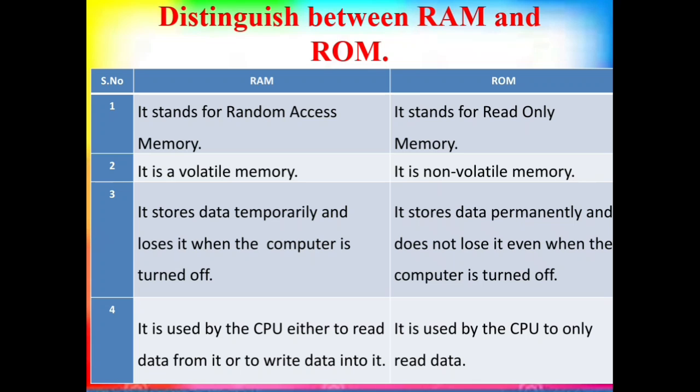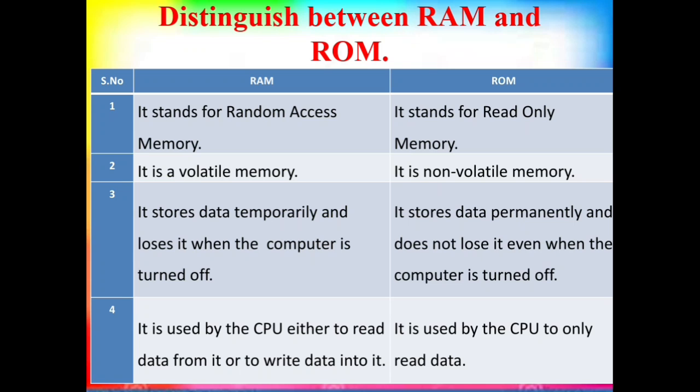In RAM, it stores the data temporarily, and the data is lost when the computer is turned off. For example, while you are typing in a system, if the power goes off, automatically the file will not be saved, so your data will be lost. If you save the data, it will be secure. But if you didn't save the file, it will be deleted. But in ROM, it stores the data permanently and does not lose it even when the computer is turned off. Okay, it does not lose and it will be saved in your system.